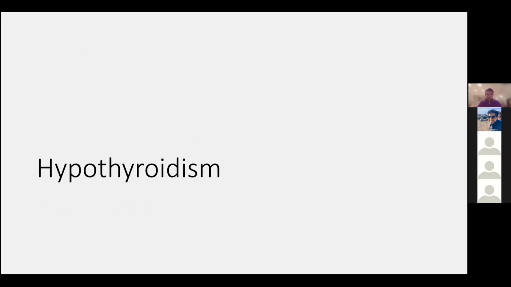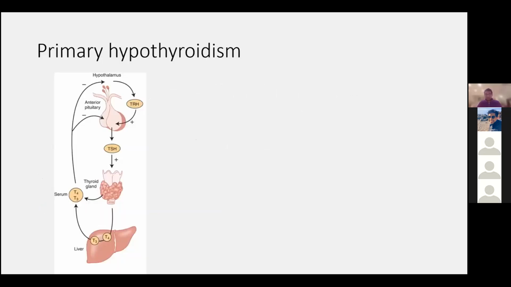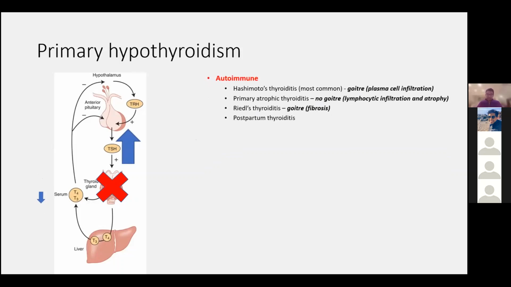So just generally talking about hypothyroidism, you can classify it as primary or secondary. Primary hypothyroidism is due to an issue with the thyroid gland. So when you do a blood test, you'd find low serum T4 and T3. And due to reduced negative feedback, you'd see an increase in TSH. Reasons for this can be autoimmune. We talked about Hashimoto's and primary atrophic thyroiditis already, the main difference being whether there's a goiter or not.